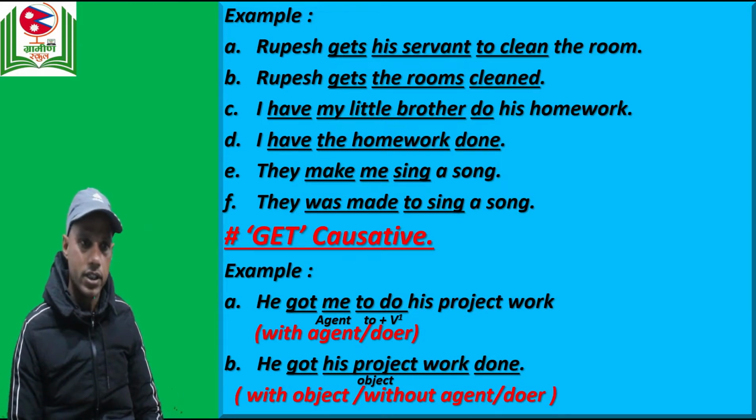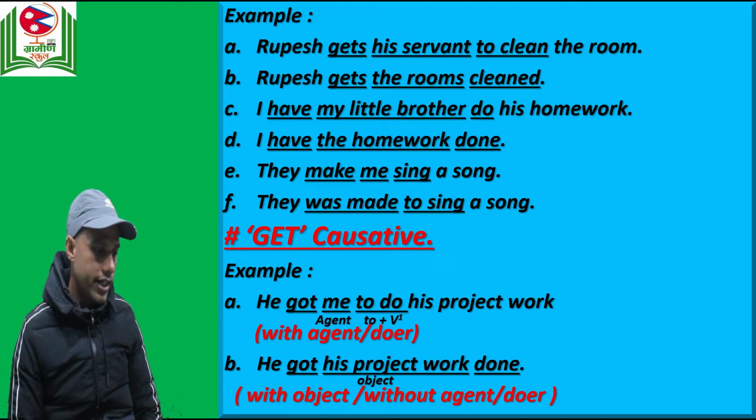First of all, we'll begin with get causative. Let's see how we use get causative, and then what is the structure for get causative. Let's see the first example. We have: He got me to do his project work. He got me to do his project work. Notice the form of verb, notice the causative verb and notice the agent or object, whatever is used after it.